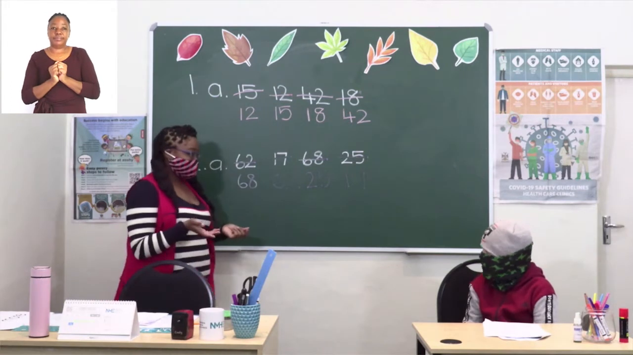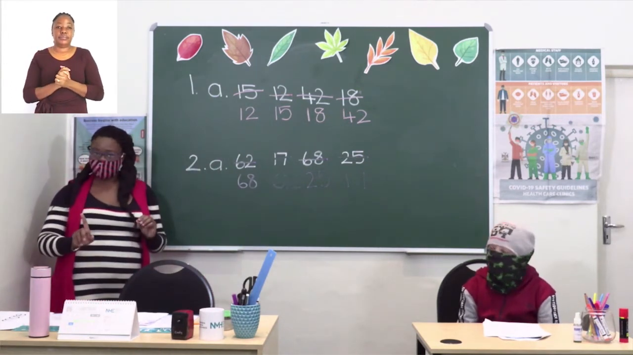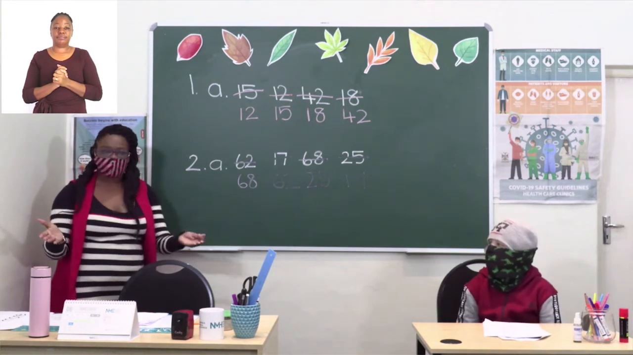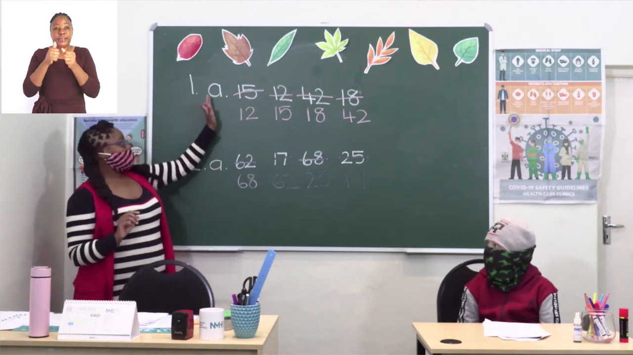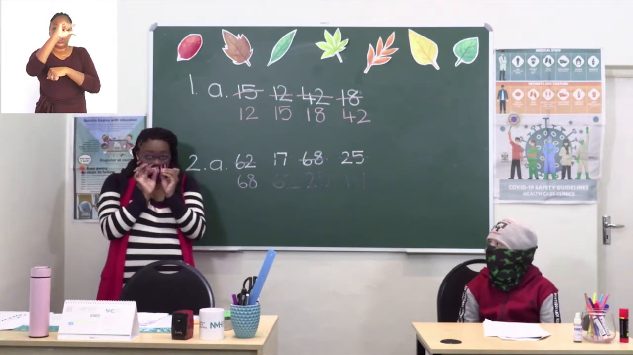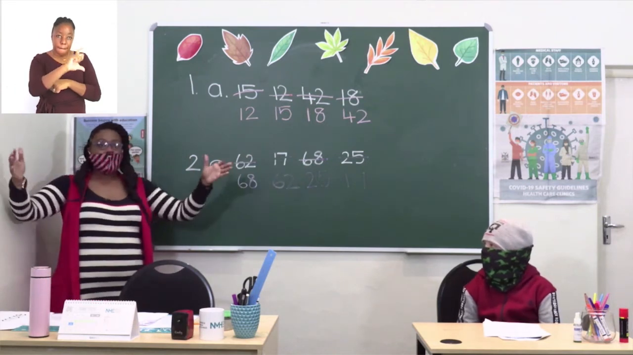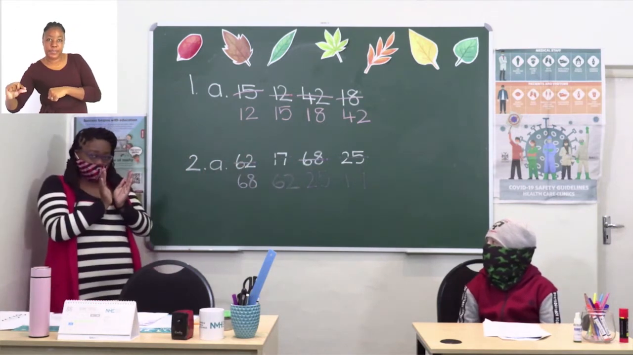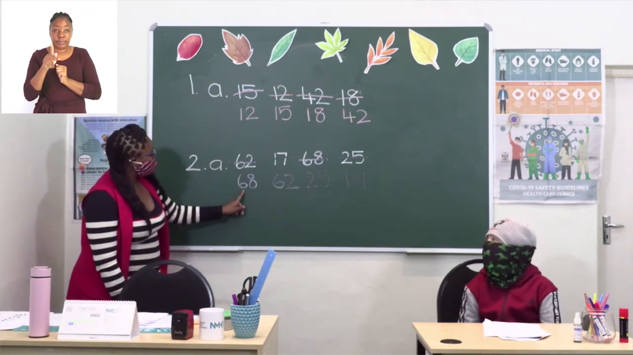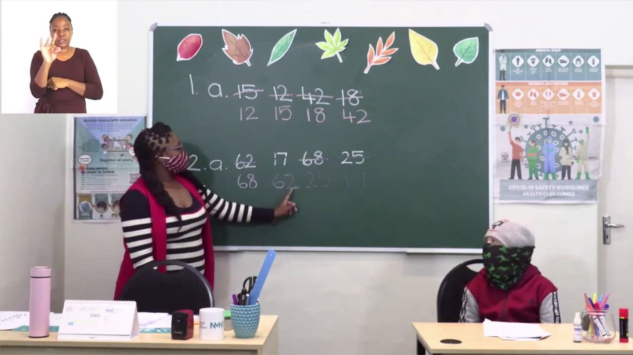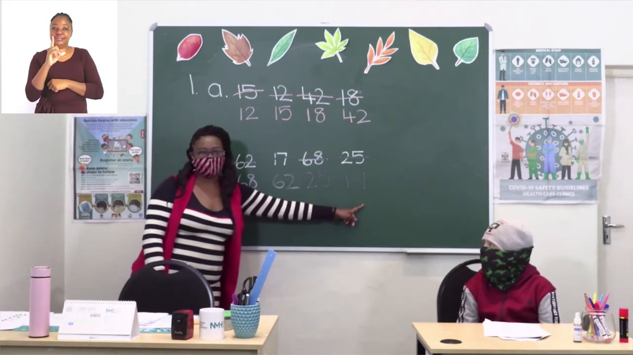Do you think it's correct? Yes, they are all correct. But like I said before, you must check your work. So remember, we were arranging the top one from smallest to biggest. And then the bottom one was biggest to smallest. So let us check our numbers. We have 68, 62, 25, and 17.